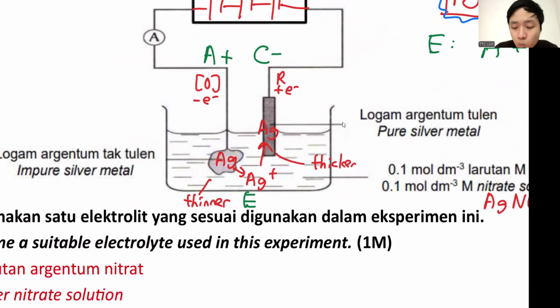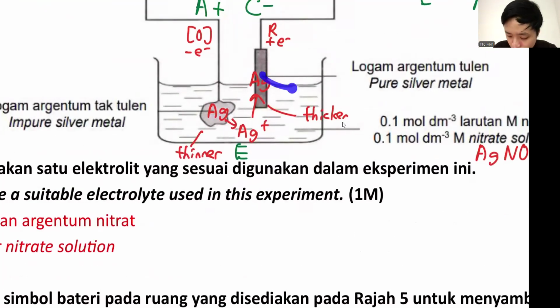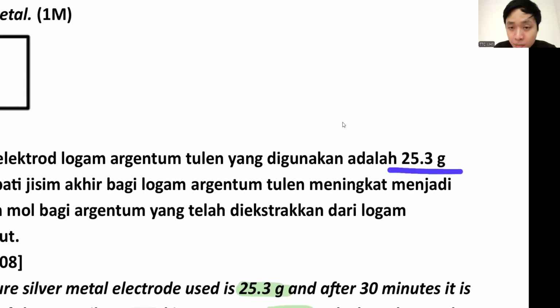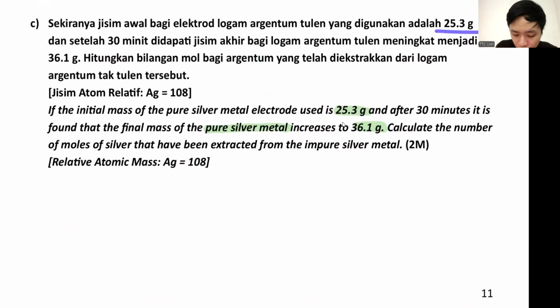Why is it thicker? Because now a lot of silver is formed at the silver metal. The new silver layer is coating around the original pure silver metal. So that's why the size looks even bigger. What is the color of silver? Gray solid. That's why you can say gray solid is deposited, or you can say the electrode becomes thicker. So the original is 25.3 gram. After the reaction it becomes 36.1 gram.